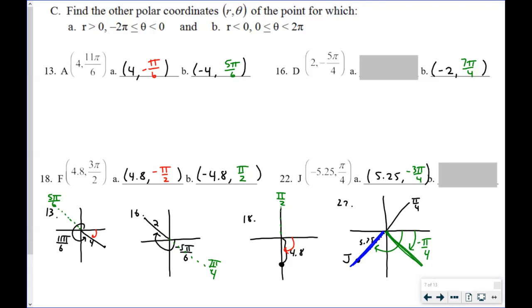You could also go counterclockwise, and that would be positive 5π/4. But for part A, we specified that it has to be between -2π and 0. So we're looking for that negative angle. Okay, good questions. Anything else, you guys? Cool. All right, let's keep going.